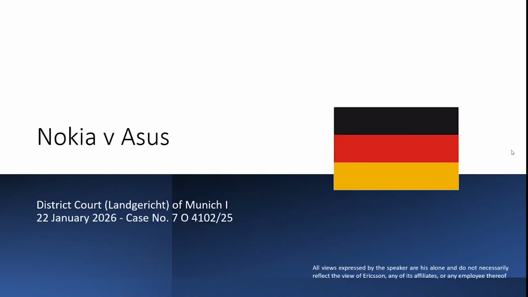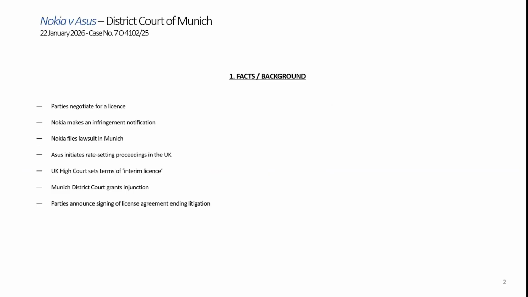And we have also a more detailed guidance on another very interesting topic, which is how to deal with parallel proceedings, especially parallel proceedings in the UK regarding rate setting, or even more specifically here, a decision or a declaration of terms for an interim license. So this is something that the court covered here in this case much more in detail than in the previous one. So we're going to look at that all in more detail in a moment. Before going there, very quickly, some background of this case, as always.